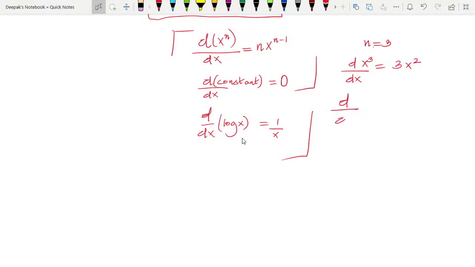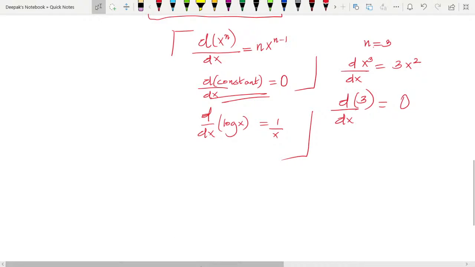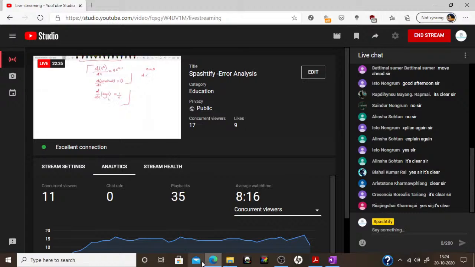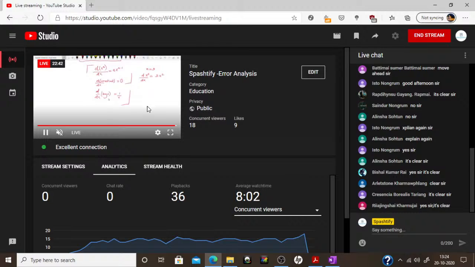Suppose I tell you find d/dx of 3. Now 3 is a constant which does not change value. So using this formula, answer will be 0. Okay, that way. Is it clear? Yes or no?